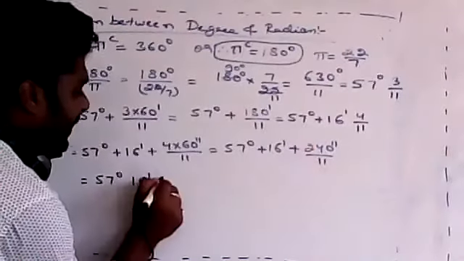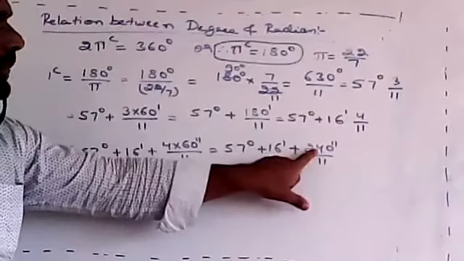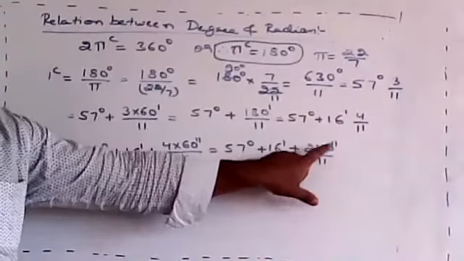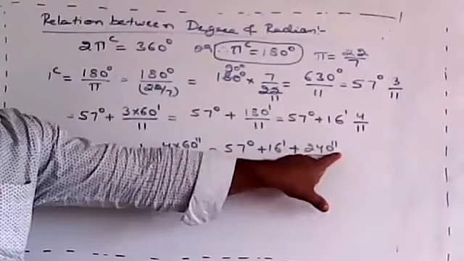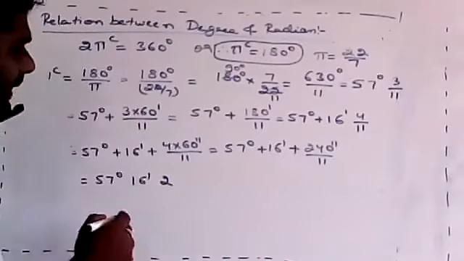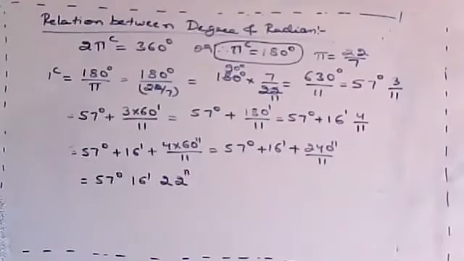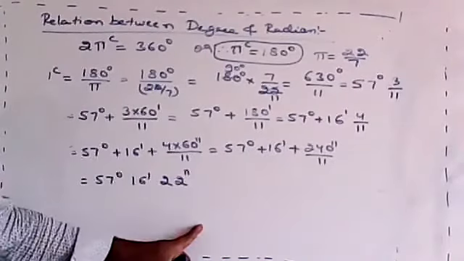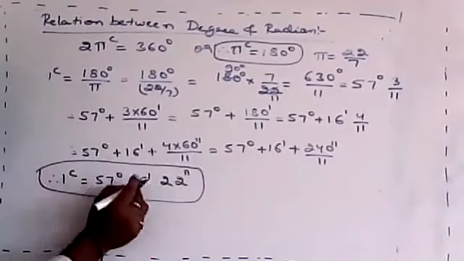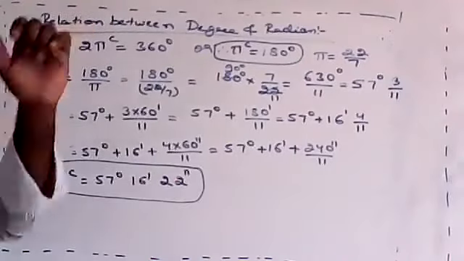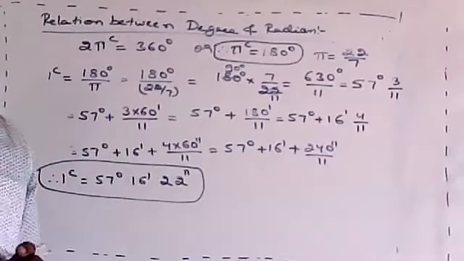11 2s are 22. Remaining is 2, no? That means 20. 20 divided by 11, so what we get? 1, no? So can I write this one, Anirudh, as 22 seconds approximately? 21 point something we'll get, so we'll write that one as 22 seconds. Clear? So it means 1 radian is equal to 57 degree, 16 minute, 22 seconds. So, right? Clear this concept?